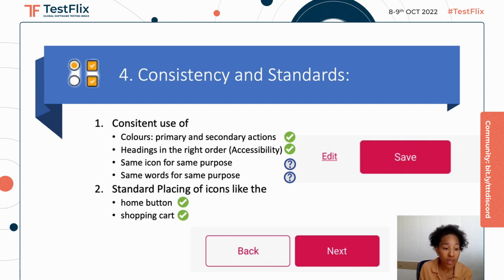So these are some examples. Also what I already said, the home button in the top left, the placing of the shopping cart in the top right. These are things you can test.